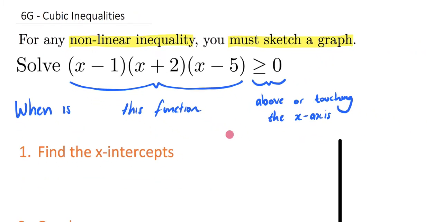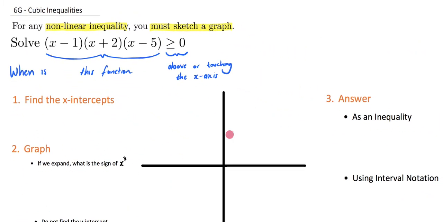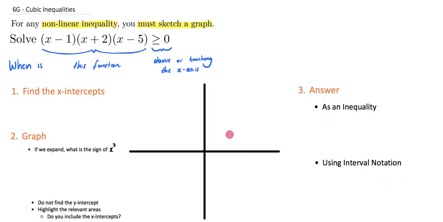Okay, so let's now zoom out and follow these 3 steps to answer non-linear inequalities. So the first thing that we're going to do is find our x-intercepts. By looking at this, we can solve them really easily. Remember, it's already factorized for us, which is really, really nice. So all we need to do is set each of the factors equal to 0 and then solve for x. So for instance, the first one would be x equals 1. That's going to be our first x-intercept.